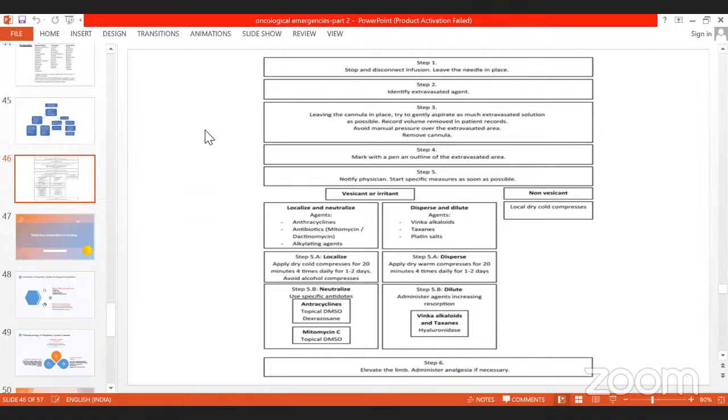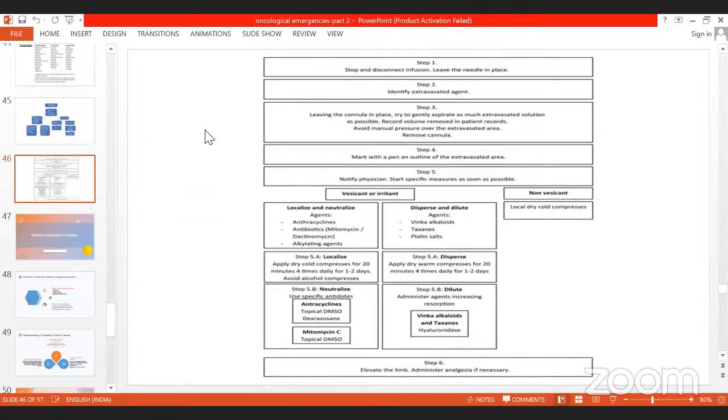So we apply for the localize and neutralize. We generally apply dry cold compresses for 20 minutes, 4 times a day for 1 to 2 days. And for disperse, we generally apply dry warm compresses for 20 minutes, 4 times a day for 1 to 2 days. For the neutralizing, we use specific antidotes.